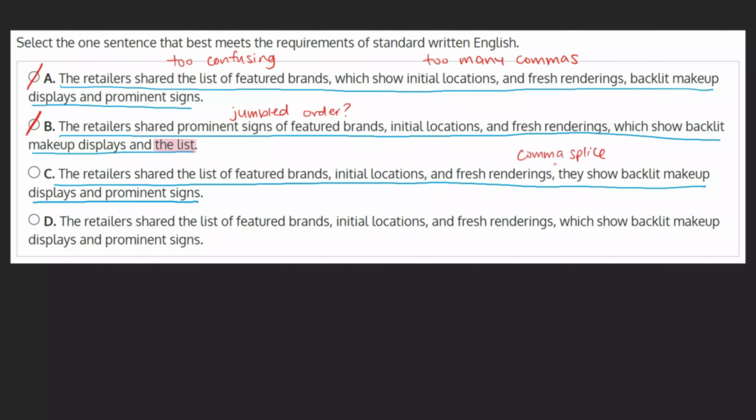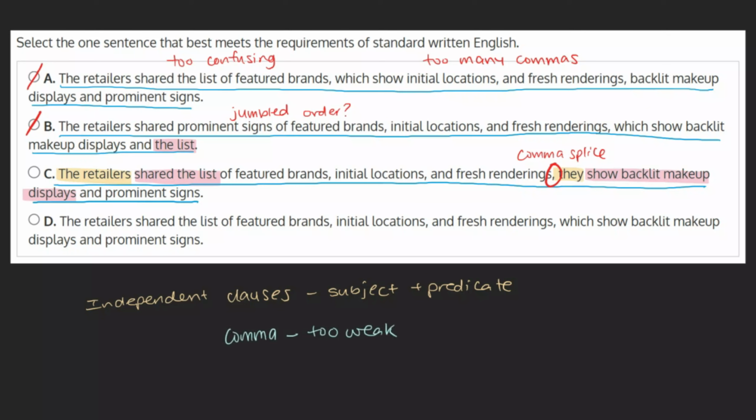This sentence uses a comma to separate two independent clauses, or clauses that have both a subject and a predicate. The subject of the first clause is the retailers, with the predicate being shared the list, and the subject of the second clause is they, with the predicate being show backlit makeup displays. Now that we've established that we're dealing with two independent clauses, we can apply the rule that a comma is too weak to separate independent clauses and mark this choice as incorrect.